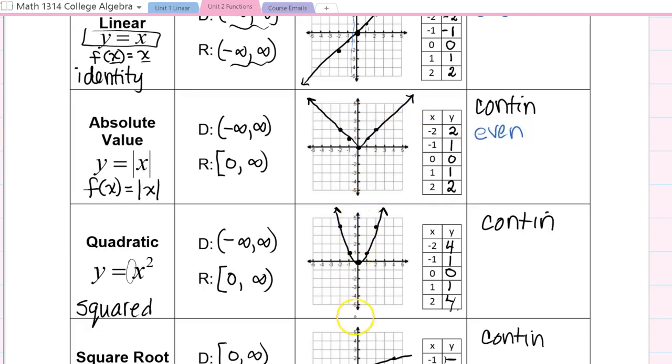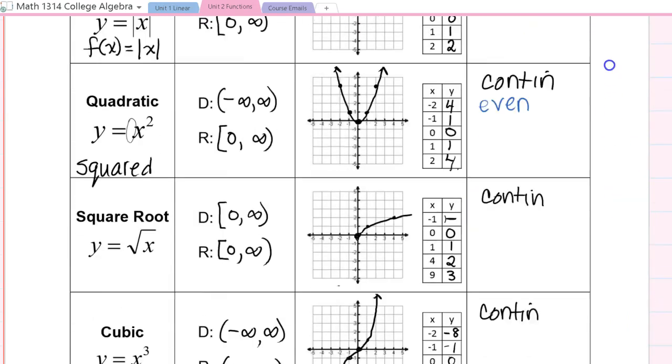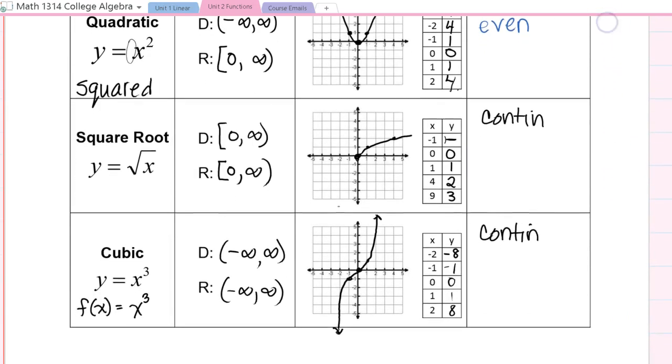And we could see that the same thing is happening with the quadratic. This is even. If we look at the square root, if I sit here and look at my y-axis, what I see on the left is not the exact same thing I see on the right. In this case, it's not true.